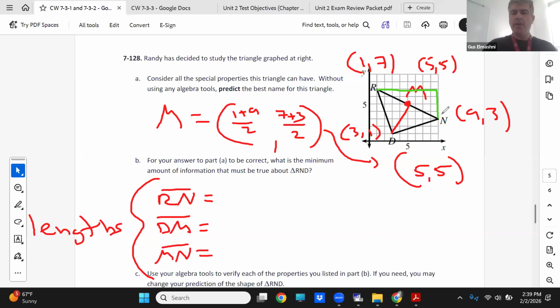Let's do the slope triangle for RN. How long is that horizontal leg in green? Count it. 8. How long do I go down? Okay. So you should get root 64 plus 16, or root 80, or 4 root 5.